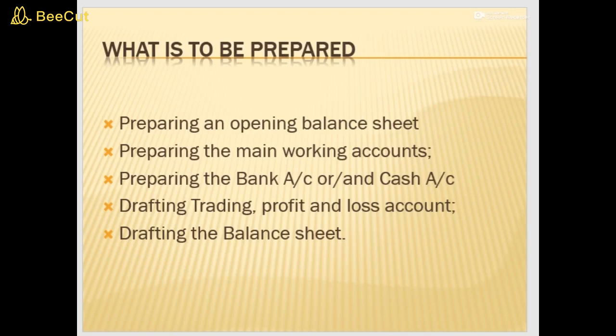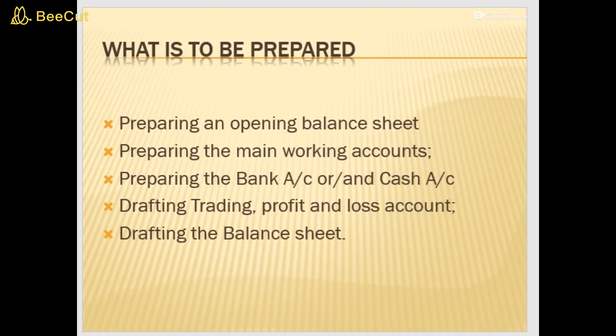Then we have to prepare different working notes. To get the details of purchases we have to prepare the creditors account. Likewise, to get the details of bills payable and bills receivable, we have to prepare various working accounts. Then we have to prepare the bank or cash account if required. That's why I have written there bank or cash only if it is required. If the closing balance is given directly, then there is no need to prepare it. If the closing balance of cash is given, there is no need to prepare the cash account.